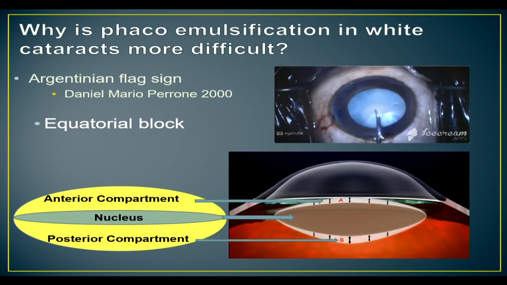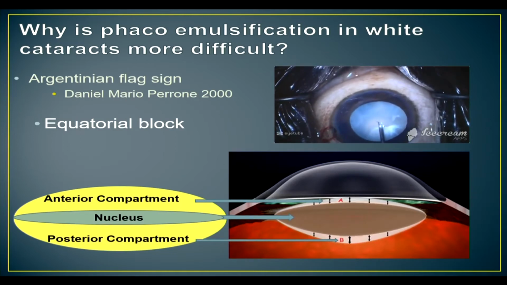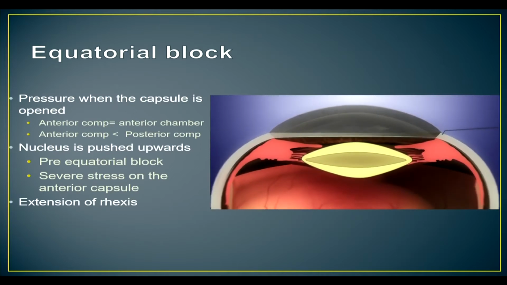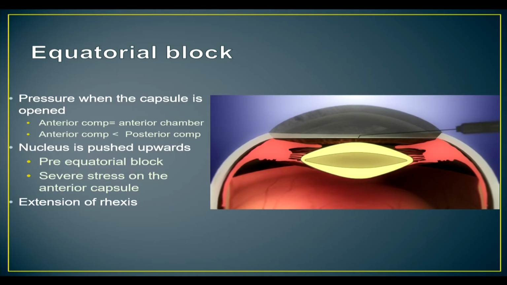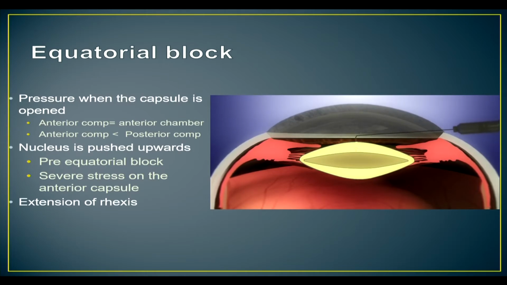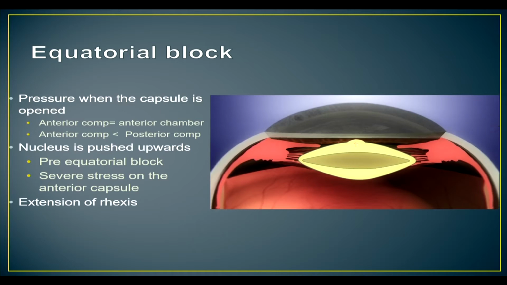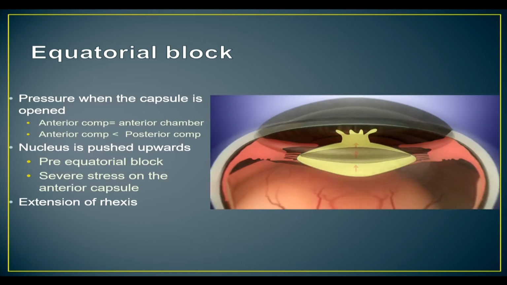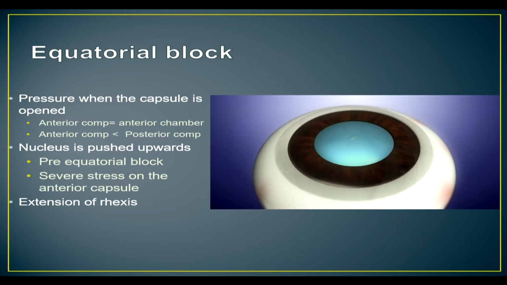Now, but according to Figueredo's concept, the equatorial block creates two pressurized compartments, and as the capsule is opened here, as you see here, there is decompression of the anterior compartment. The fluid is released to the anterior chamber, and the unopposed pressure in the posterior compartment pushes the nucleus up, which hits against the partially opened anterior capsule, and this results in the capsular rupture or the Argentinian flag sign.